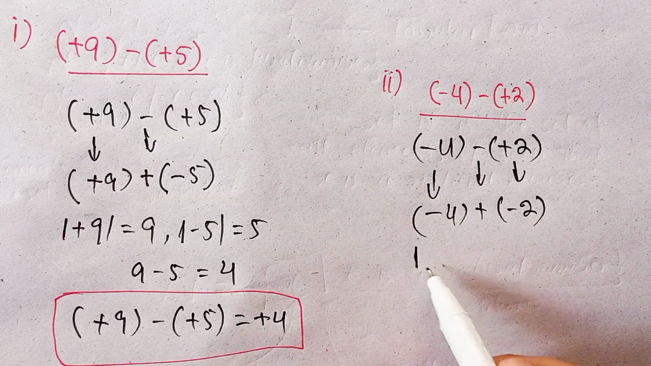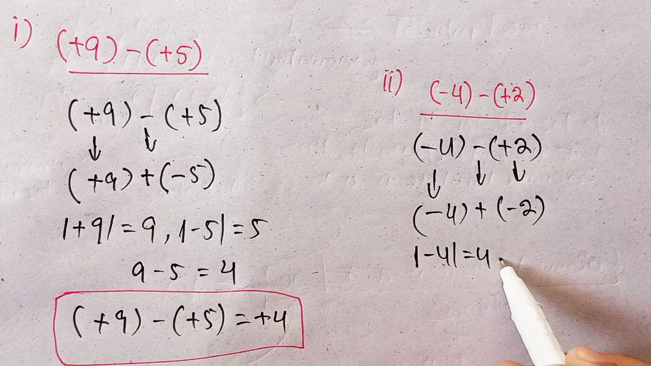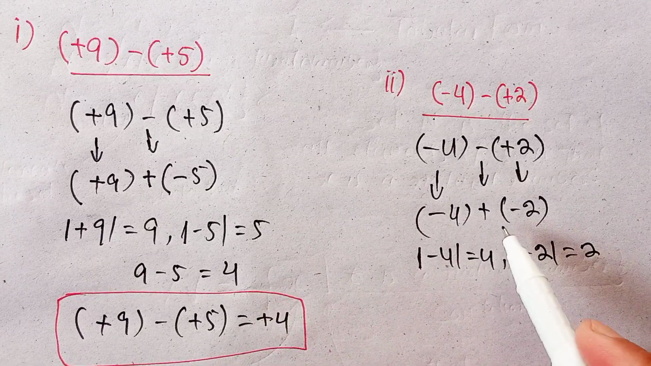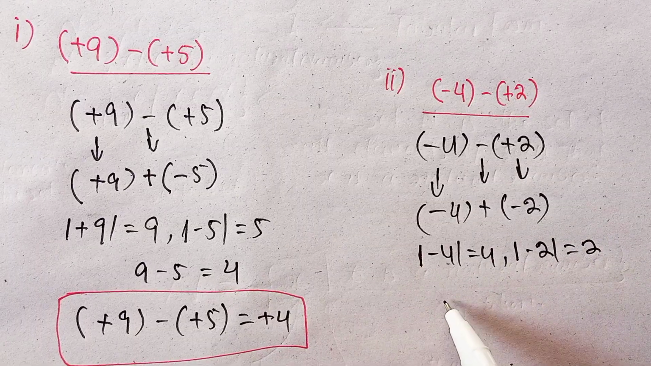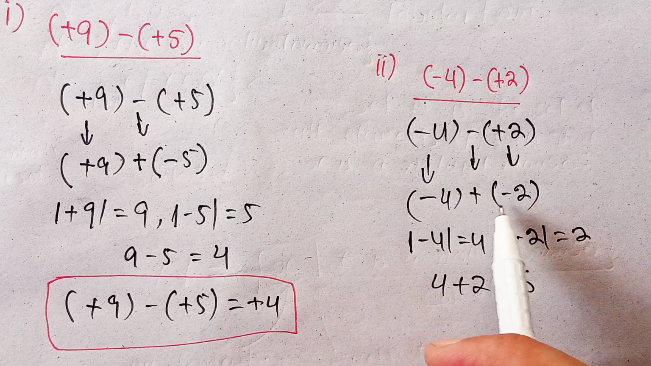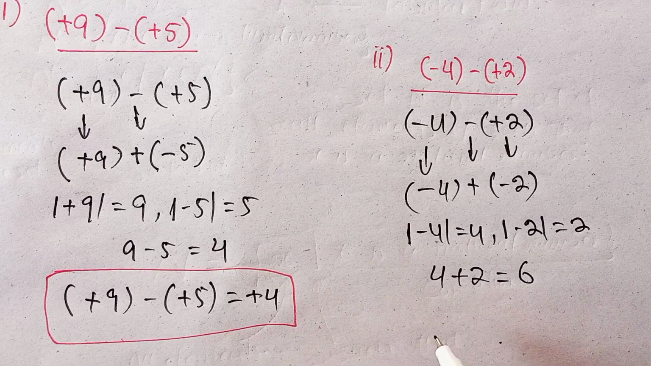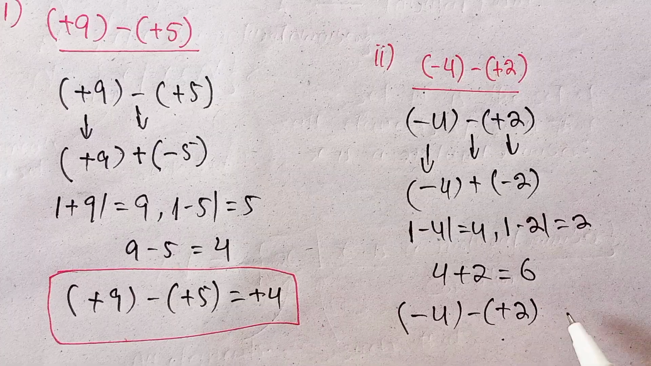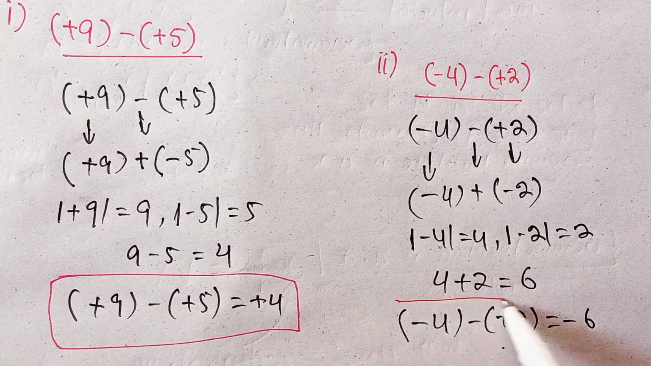First of all, we will take the absolute values of the two integers. So the absolute value of negative 4 is 4, and the absolute value of negative 2 is 2. Okay? Two integers have the same negative sign, so we will add the absolute values of the two integers. So 4 plus 2 equals 6. Now as the two integers have the common negative sign, we will put the negative sign before the final answer. So negative 4 minus positive 2 equals negative 6. And this is our final answer.